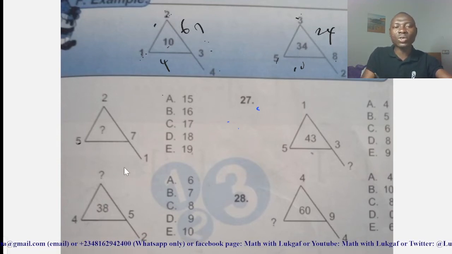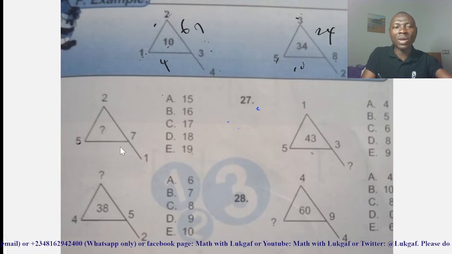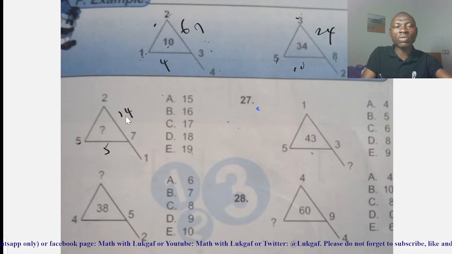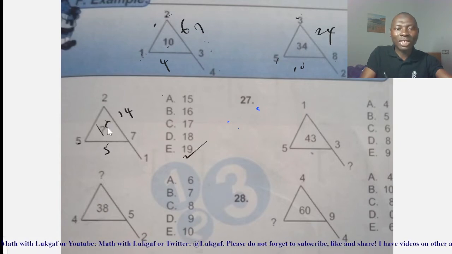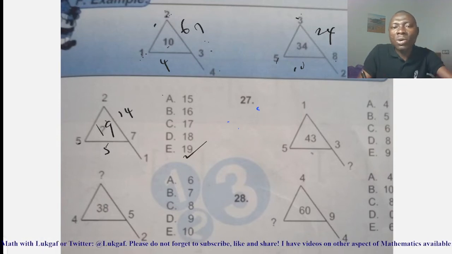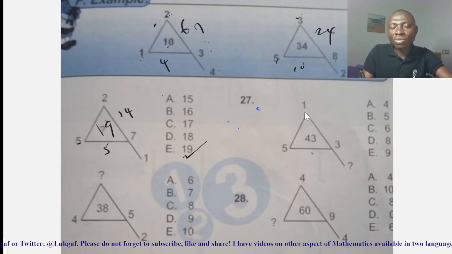Okay, let us now go to the question. To solve this, 5 times 1, that is 5. 2 times 7, that is 14. Then this one will give me 14 plus 5, that is 19. Can you see? So as soon as you know the rule, then you can actually solve the remaining question. Okay, now look at this as well.